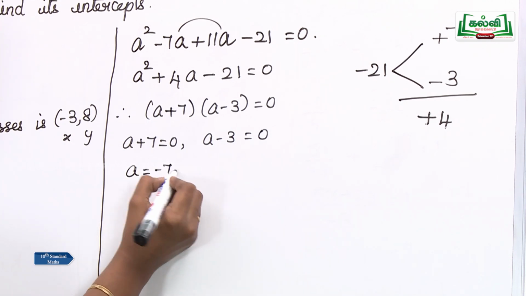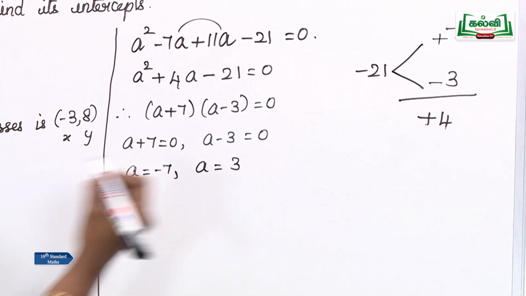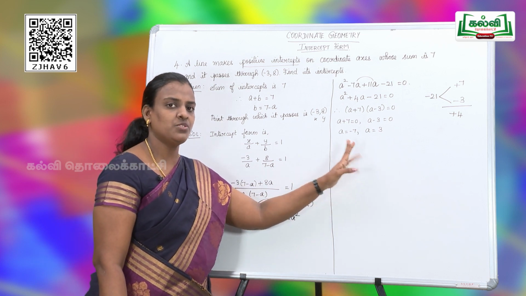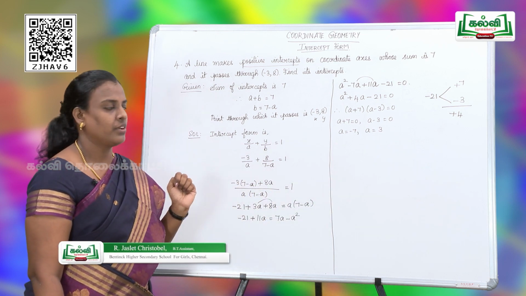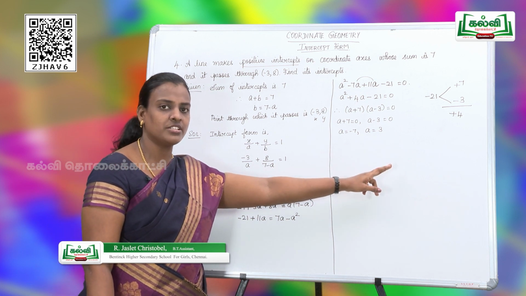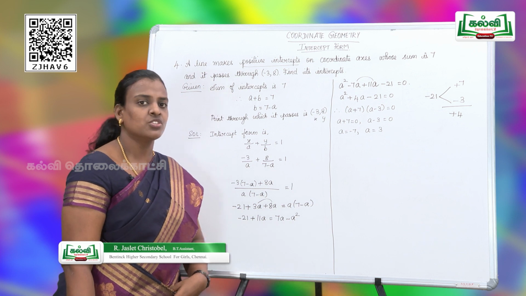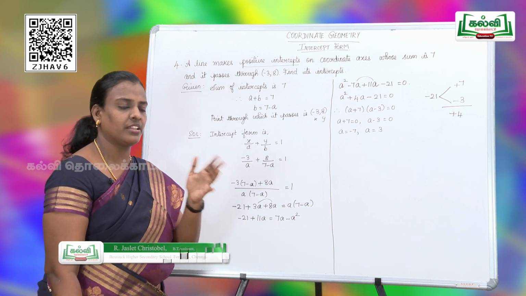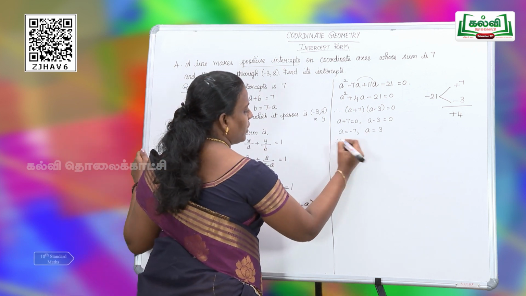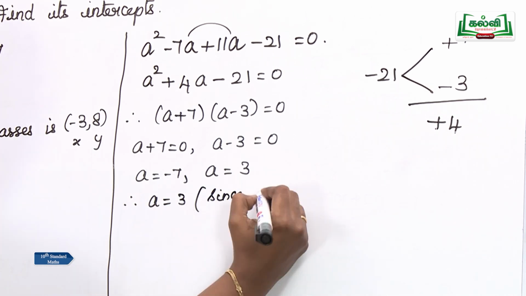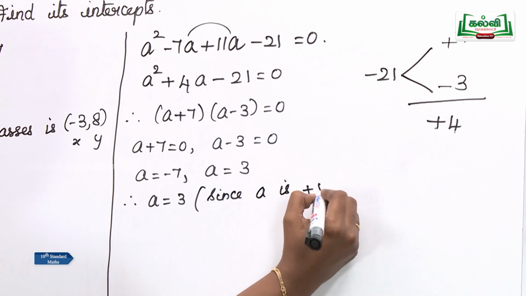I get a equal to minus 7 and a equal to plus 3. Now, I am getting two values for a, but which value will you select? Very good, you have to select the positive value because the question says it is positive intercepts. So, when you have positive intercepts, you will take the positive value. Therefore, I will say a is equal to 3, because a is positive.